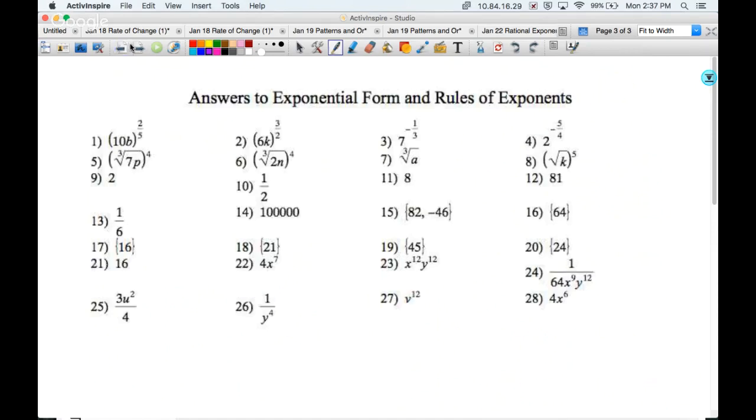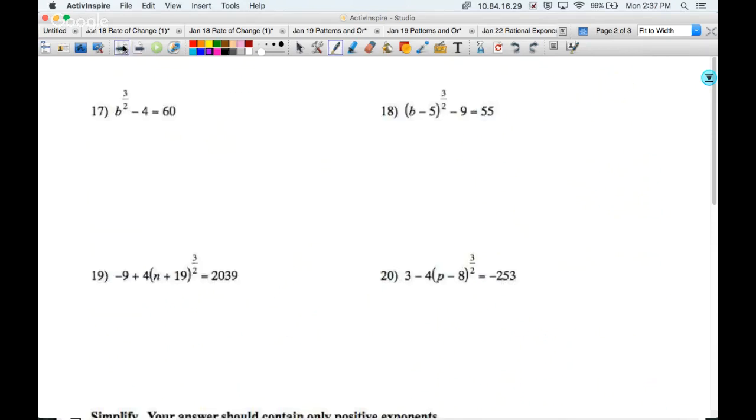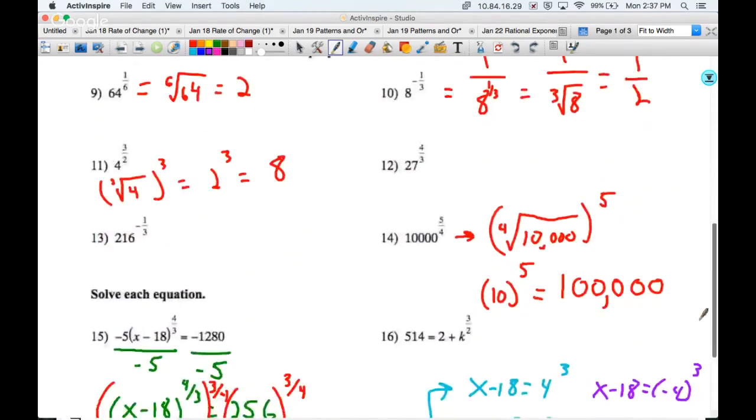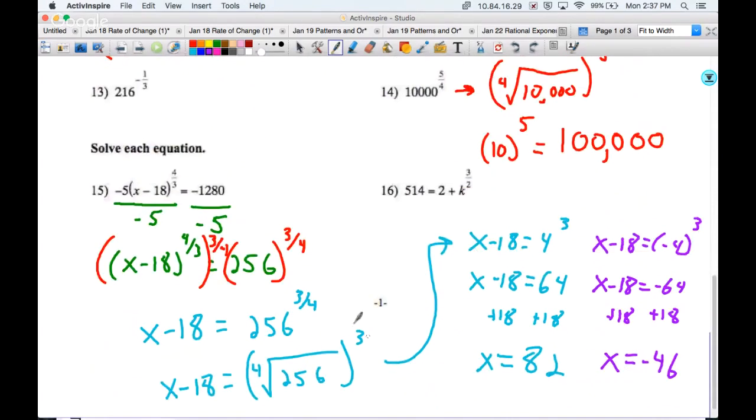But we're going to say for the rest of this unit, we're not going to worry about the positive and the negative root of even roots. We'll just focus on the positive. And so we'll just say x equals 82 for this one. And we'll save that for another day, making sure we know how to find both answers.